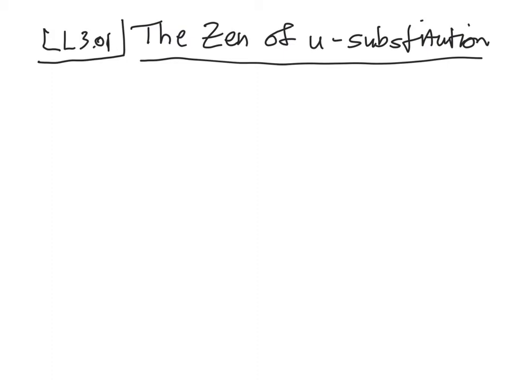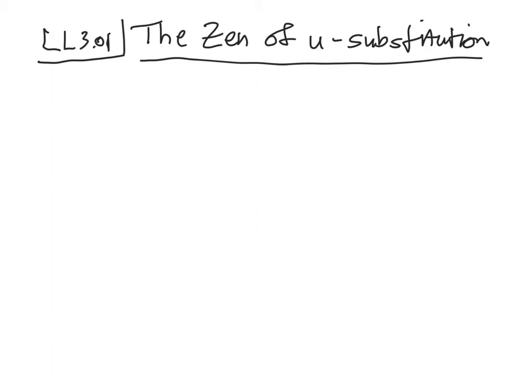I'm calling it the Zen of u-Substitution because when you're integrating, substitution is a strategy, and it takes some skill and some instinct to know when and how to use it so that you're using it correctly and strategically. But when I say Zen, I mean there are some ideas or instincts that will help you to use substitution correctly and strategically.